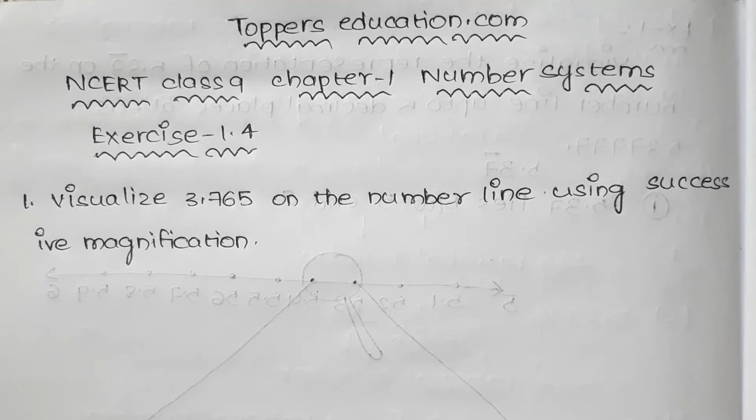In this video, we are going to discuss NCERT Class 9 Chapter 1, that is Number System. In this chapter, we are going to discuss exercise 1.4 problems. Now, let us see the first problem.